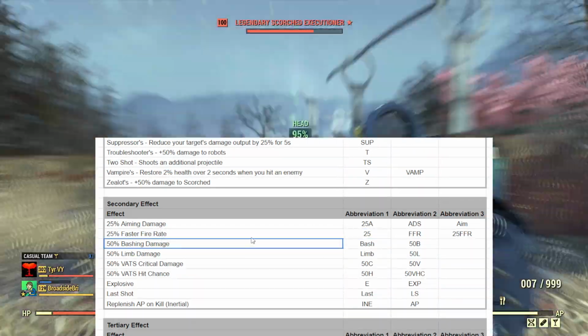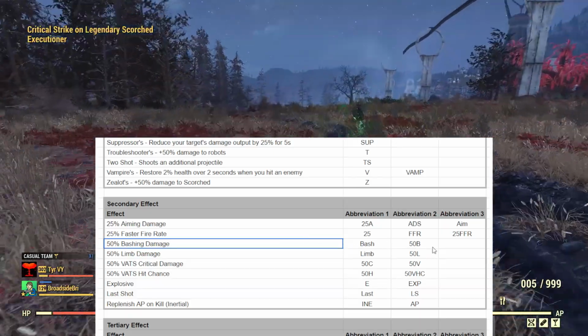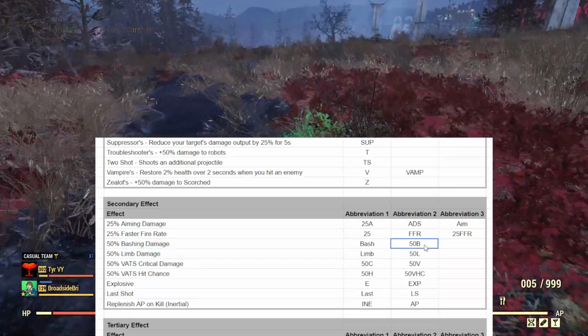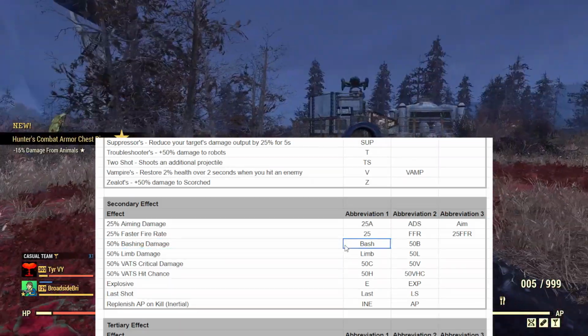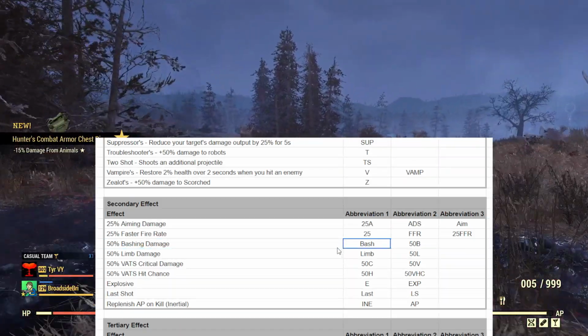Then we've got 50% more bashing damage. 9 times out of 10, I see people write 50B. That makes the most sense for this, 50B for bashing. But you can just write out the word bash. That also will make sense and people will know exactly what you mean.